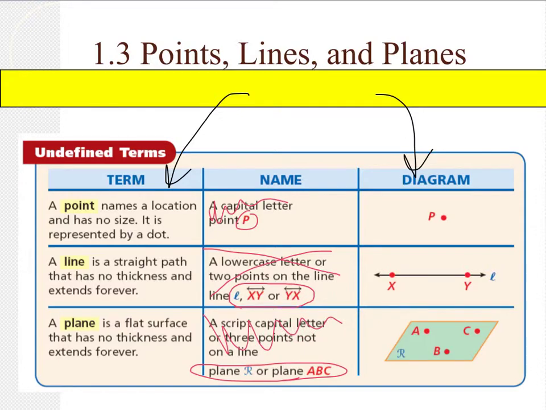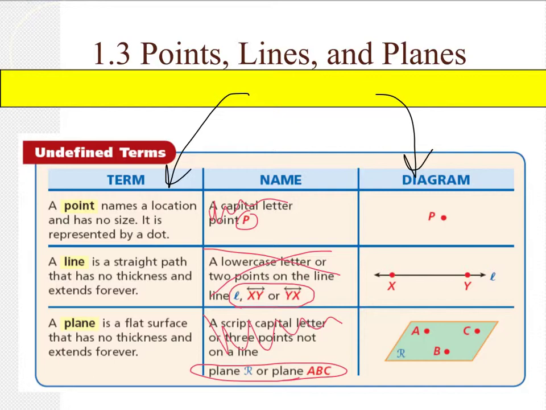So a point. A point names a location, but it has no size. It is represented by a dot. So you know what a point looks like. It's just the same as putting a coordinate on a plane. It's just that little dot on a map, but it has no size.